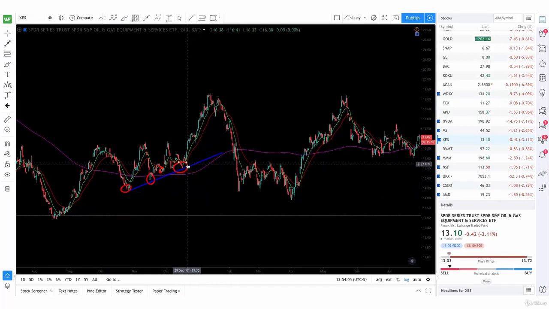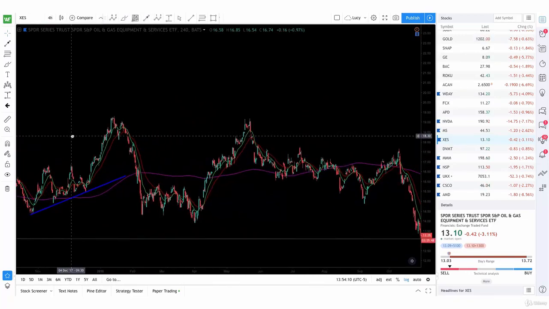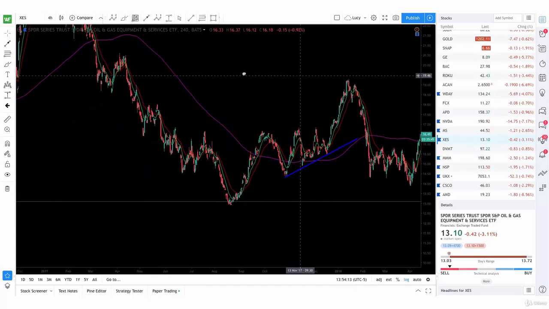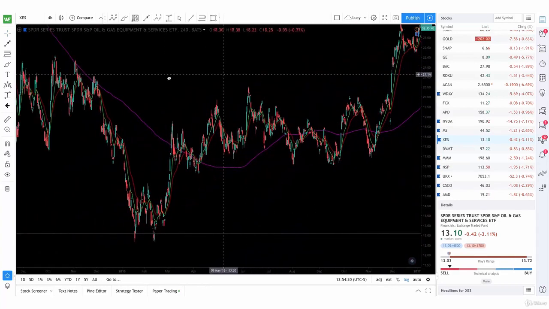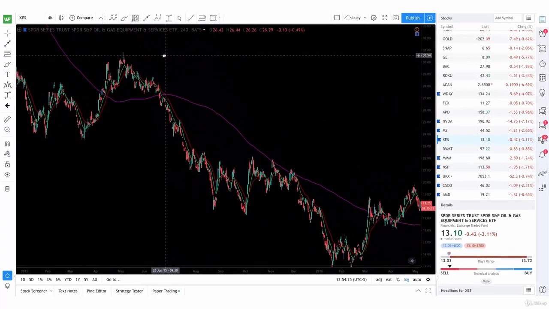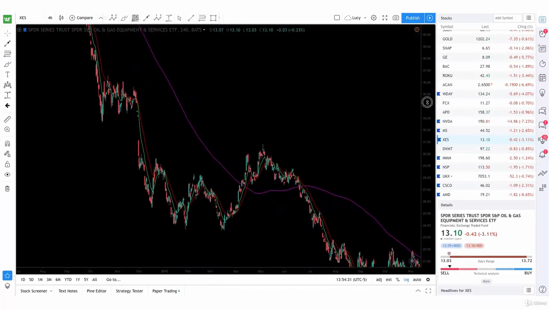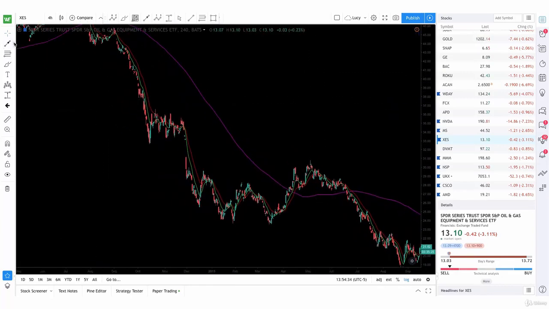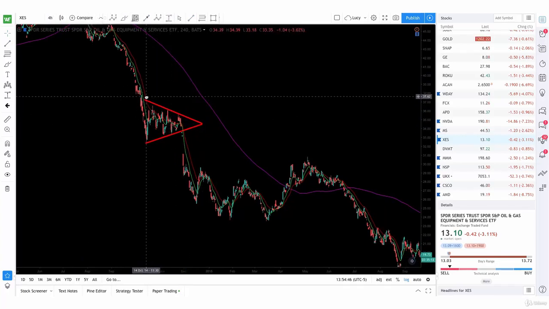Now there's also one more from the triangles, which is called a symmetrical triangle. Okay. These are usually continuation patterns. Okay, I'm going to look for one right now. So if a downtrend is happening, and then we see the symmetrical triangle, you want to expect that it will most likely continue the dump, just like here. See how it looks symmetrical on both sides? Just like that.